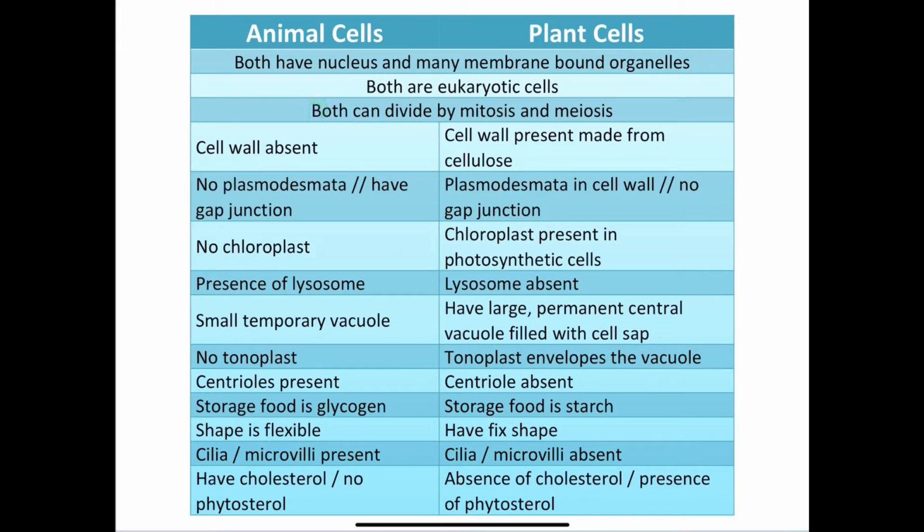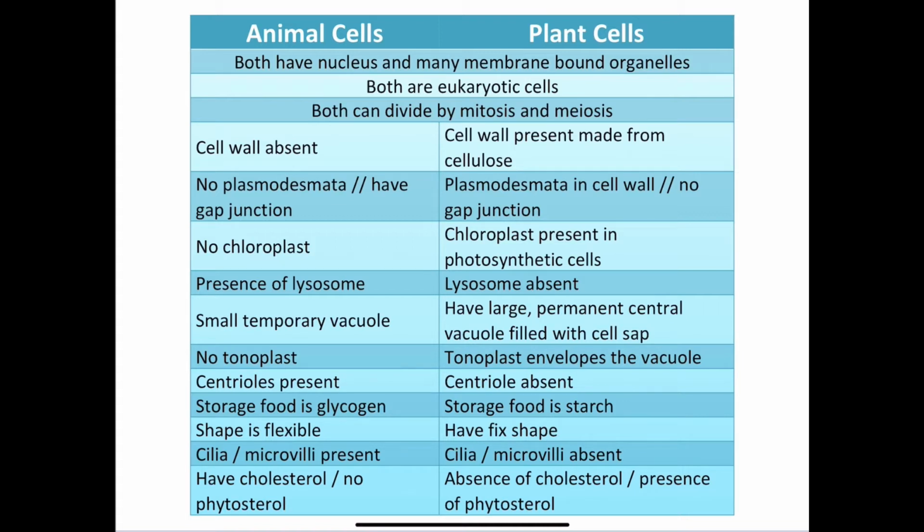Both can divide by mitosis and meiosis. So ini adalah method untuk mereka reproduce ataupun method untuk mereka grow lah. So mereka boleh reproduce by mitosis ataupun meiosis. So untuk mitosis dengan meiosis ini kita akan tengok lebih detail lagi in the next chapter 3, okay, which is cell division.